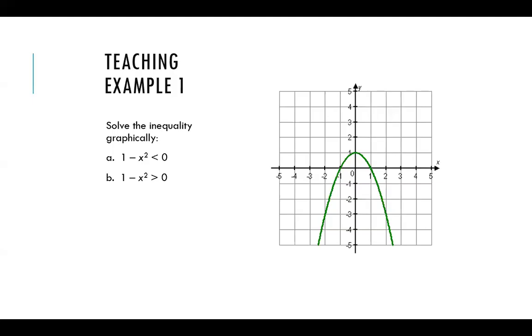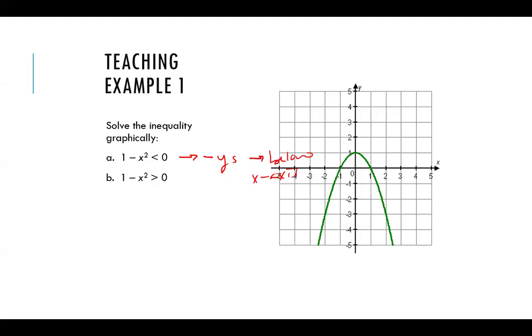So when I'm looking here, it says 1 minus x squared is less than 0. What that is asking is when is my function below the x-axis, right? Because you're looking for y values that are less than 0. So your y values are negative. Does that make sense? So if I'm looking for less than 0, that means I need negative y's, which means that I'm looking for when I am below the x-axis. That's simply all it's asking you.